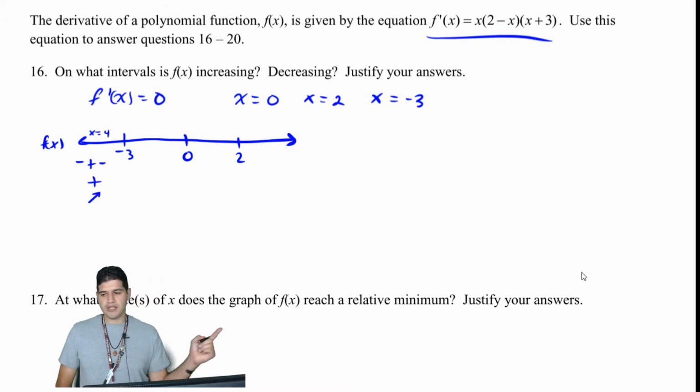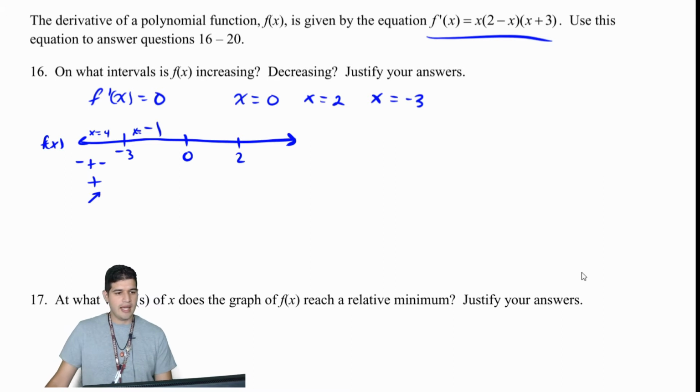Now let's look in between negative 3 and 0. I'm going to use x equals negative 1. So negative 1, that's going to be negative. And then 2 minus negative 1, that's going to be 2 plus 1, which is positive. And negative 1 plus 3, that's going to be positive. So overall, this entire part is going to become negative. And negative means we are decreasing.